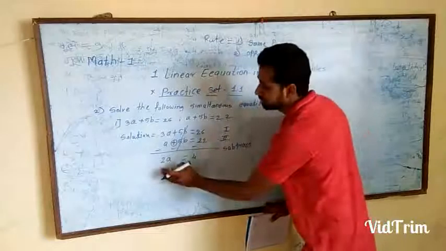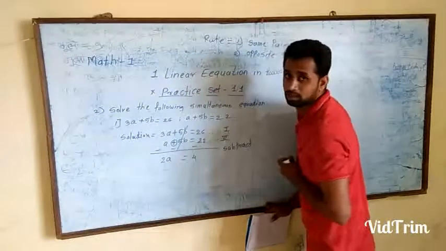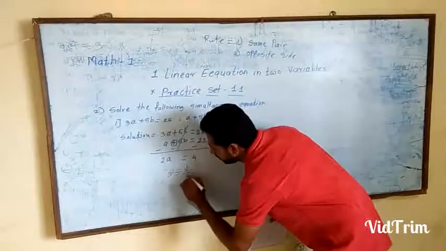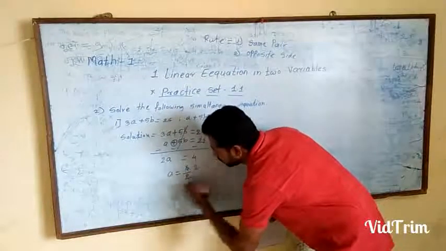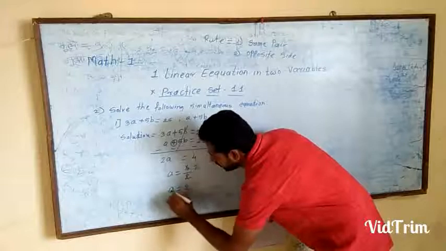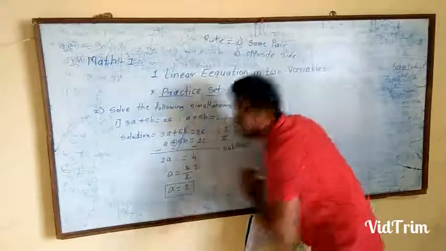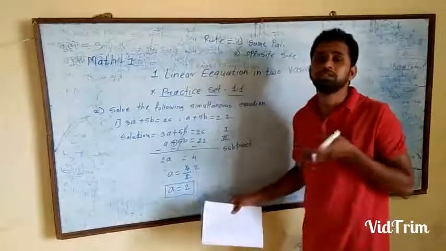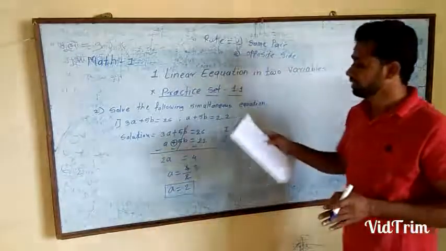This is multiplied here, whenever you come to this side, it's divided. So 4 upon 2. 2 ones are 2, 2 twos are 4. a is equal to 2. The value of a is 2, and we substitute this value in the first equation.